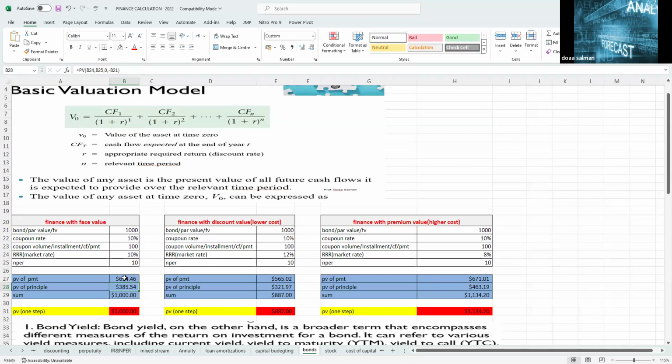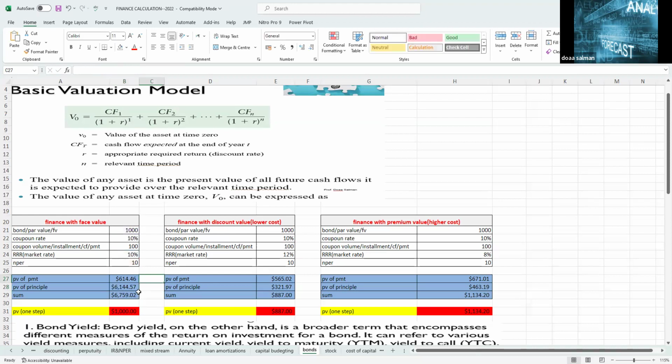So the first part is the present value of the PMT. The second part is the principal, which is the 1,000, the face value. And here you're going to discount it. So you say equal PV, and then you click for the rate, then the number of years, and then the 1,000, which is the bond par value. So here we did the discounting, the present value of this 1,000, and it gives us the present value of this item, which is 6,000.